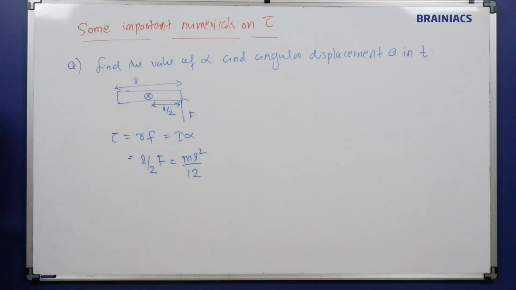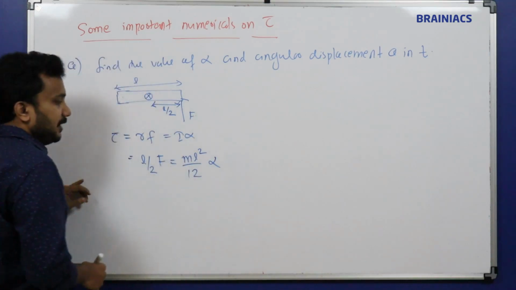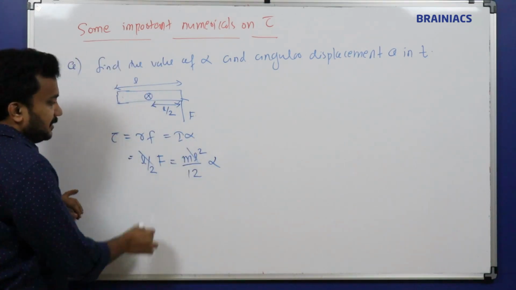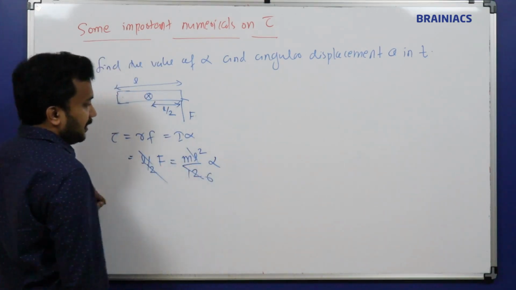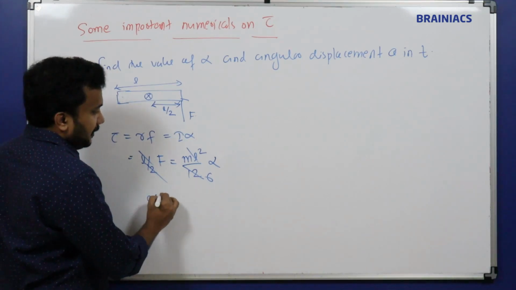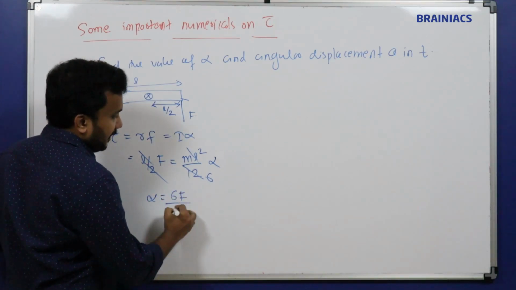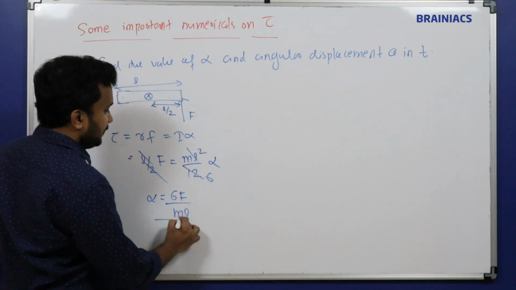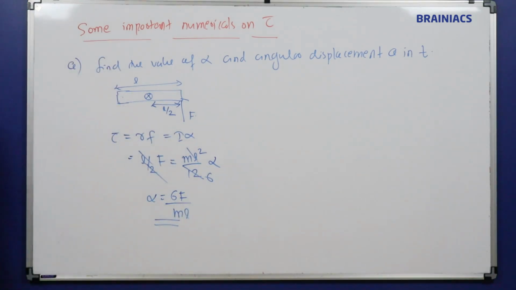And what will be the rest? Will be the alpha. So we have to find out alpha, and L and L will get cancelled. 2 and 12 will get cancelled, become 6. So alpha is equal to 6F divided by ml. 6F divided by ml is the answer for the value of alpha.